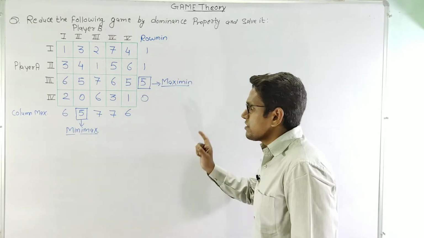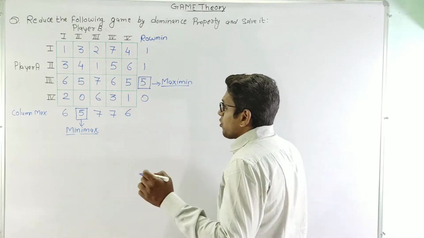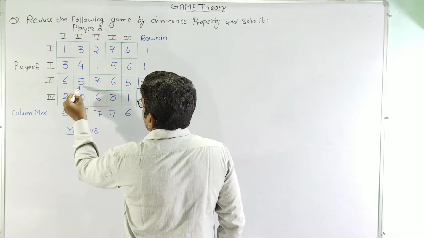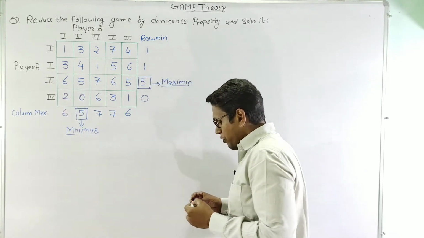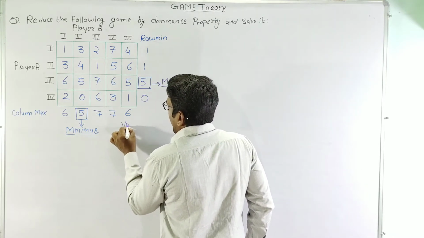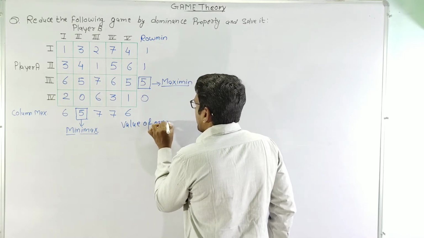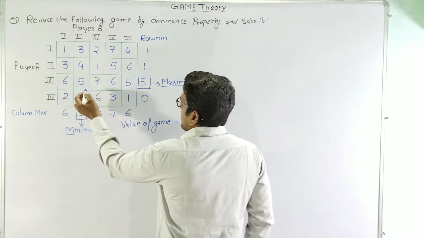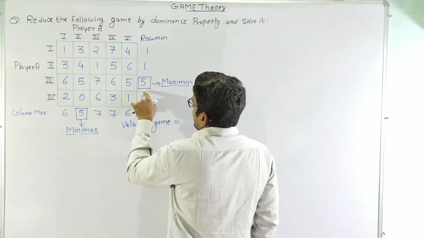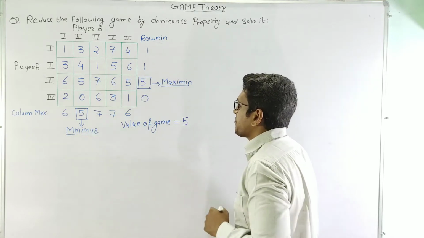This suggests that this game has a saddle point, which is located at the intersection of this row and this column. At this particular location our saddle point exists, and with this we can also say that the value of the game for both players is given by the element at the saddle point, which is the value of maximin and minimax. So the value of the game is 5.